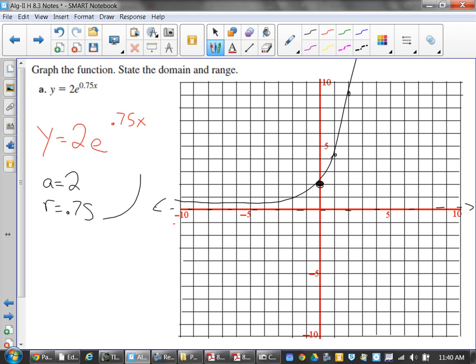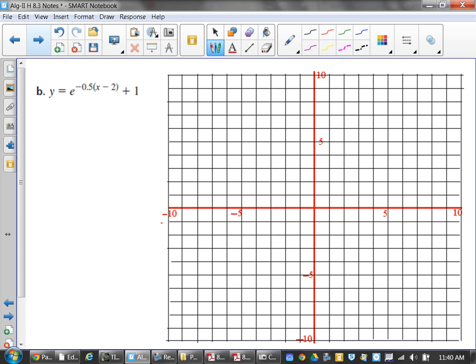Now, what changes when you throw in a shift? You still do your parent function. So, what's going to be my parent function for a shift? My parent function is y = 1 times e^(-0.5x). That'll be my parent function.